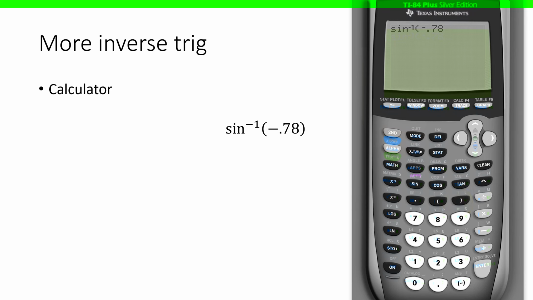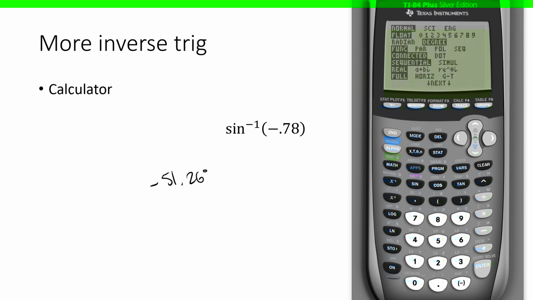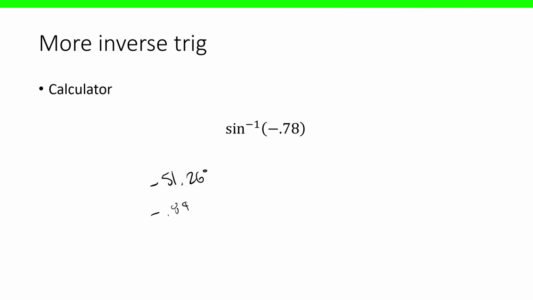So if you hit enter on this, you get negative 51.26, and this is in degrees because we're in degrees mode right now. So if the question wants degrees, then you give degrees. If you want radians, you need to change your calculator to radian mode, and you can redo that calculation, and you'll get negative 0.89 radians. You don't have to write radians. If there's no unit, it's radians. If there's no degree sign, it's radians, if it's talking about an angle.